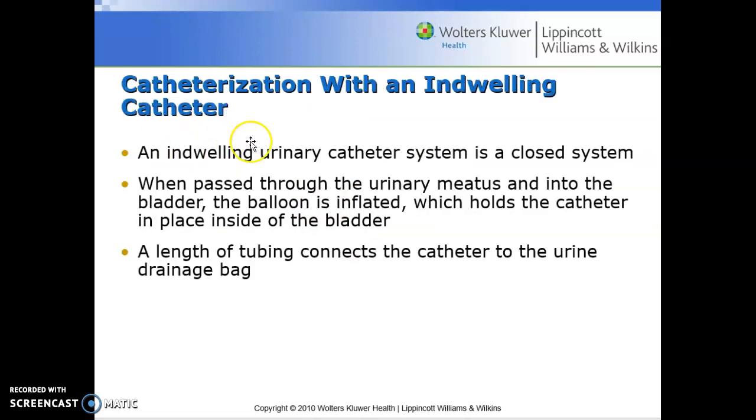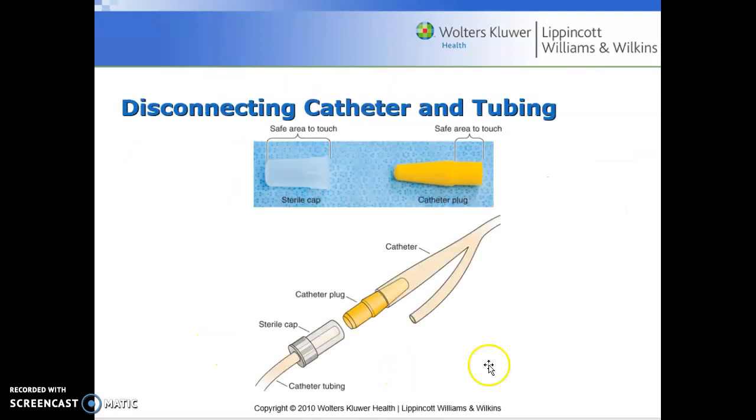An indwelling catheter is considered to be a closed system. So urine passes through the urinary meatus and into the bladder, and the balloon is inflated, which holds the catheter inside of the bladder. But it's closed because urine's coming through that tubing and going into a bag. There's a way to disconnect these catheter tubings, which I can show you in lab.